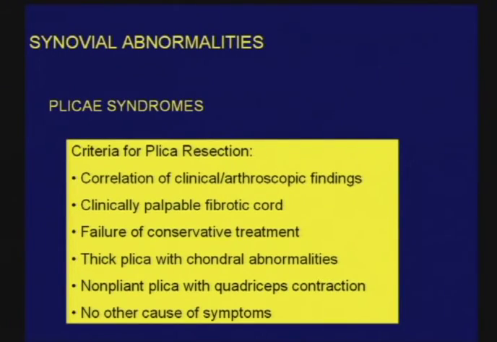What are the criteria to resect a plica? Well, it depends on the orthopedic surgeon, but here are some of the things that are suggested. Often, if they do diagnostic arthroscopy and they find nothing but a plica, they will remove it, operative arthroscopy, and indicate there was a plica syndrome. So this is often the last step that is done.